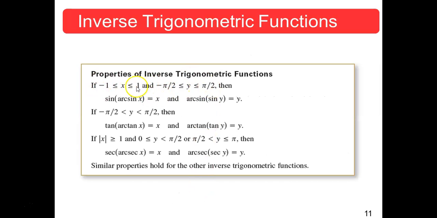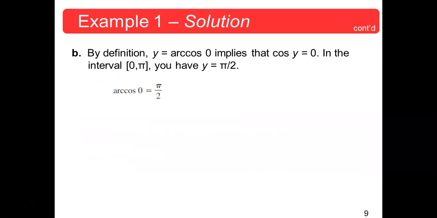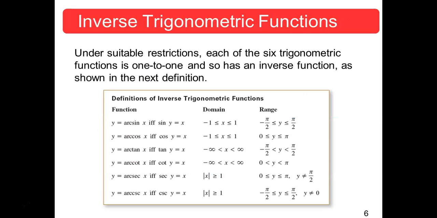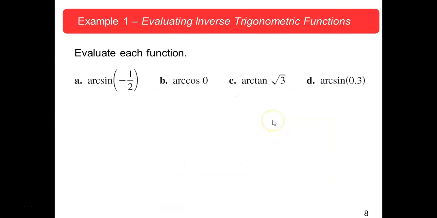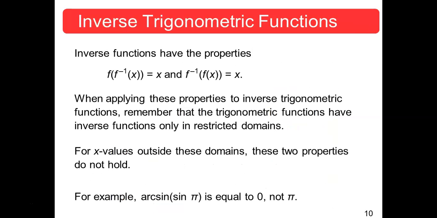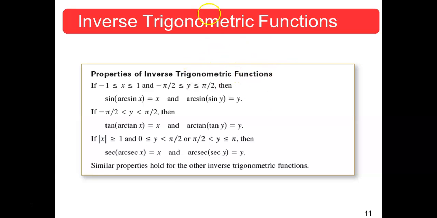So now we have some different properties. Likewise, back at this slide, we have the domain and the range: the domain of arcsine was minus 1 to 1, and the range was minus pi over 2 to pi over 2. So for this particular property for sine and arcsine, as long as x is between minus 1 and 1 and y is between minus pi over 2 and pi over 2, the properties will always hold.